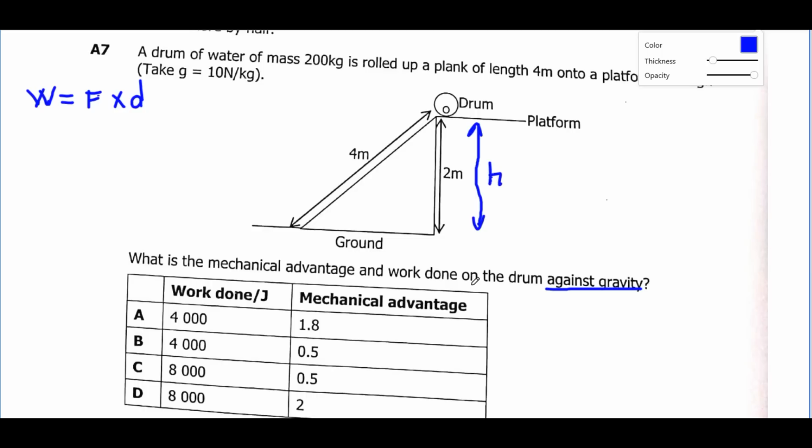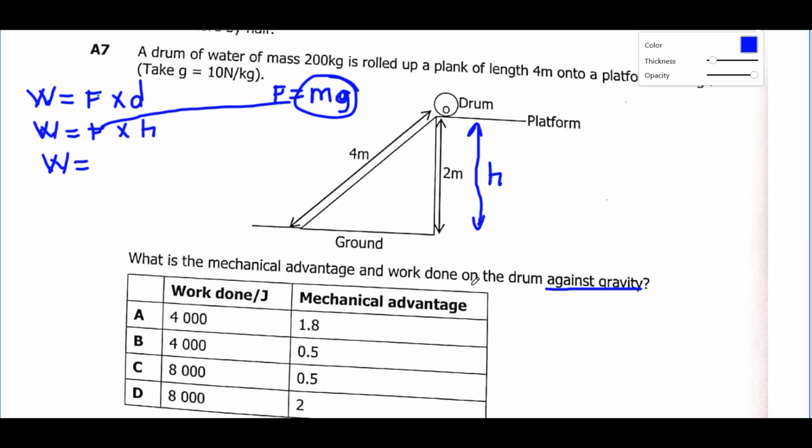So where there is D, we can now substitute with H. Then what of force? Since it has to do with gravity, force is equal to mass times acceleration due to gravity. So where there is F, we can put this. Therefore, the work done against gravity is the same formula that you use for potential energy. So let's find this one. Mass is 200 kilograms, gravity is 10, height is 2.